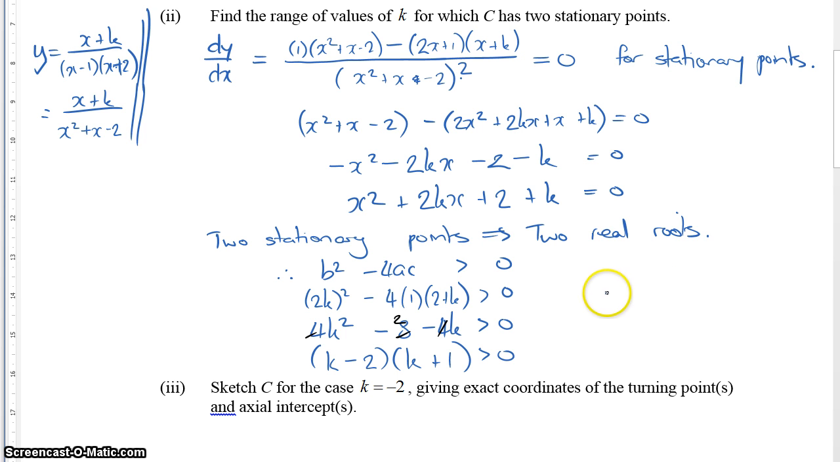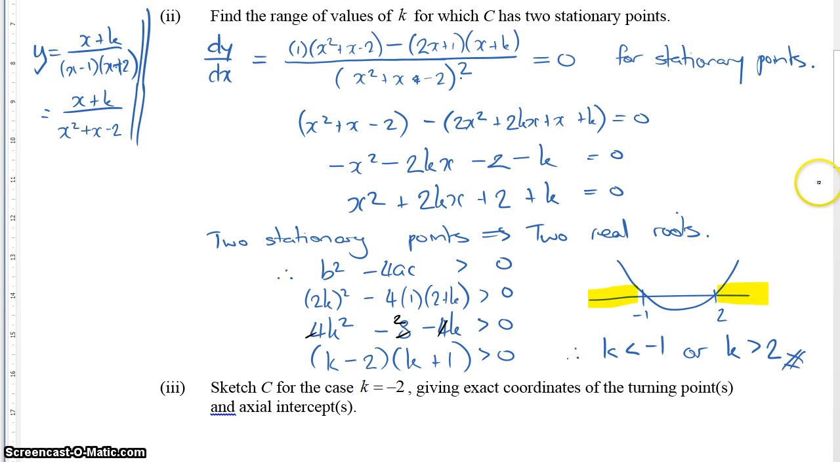So if we use our number line method, we know that this is a parabola, and we know because k is positive, it's going to be a happy parabola with roots at -1 and 2. And I want the values that make it positive, so I'm looking for these values and these values. So my answer is therefore k is less than -1 or k is bigger than 2. And so that's my answer for part 2.